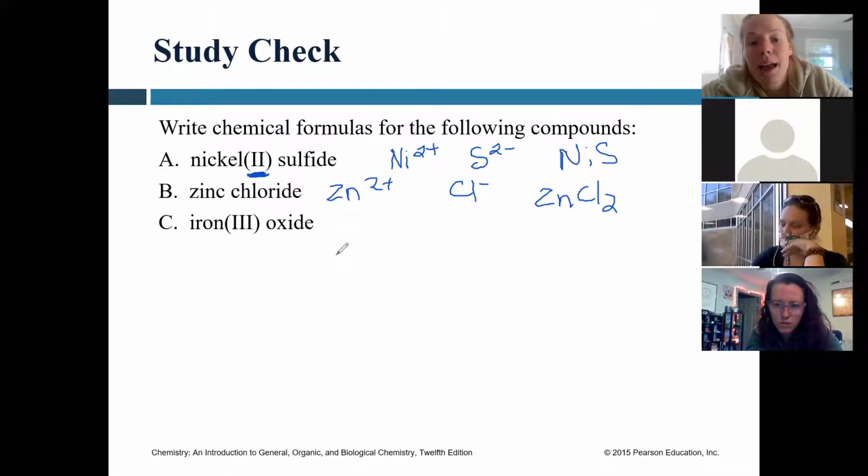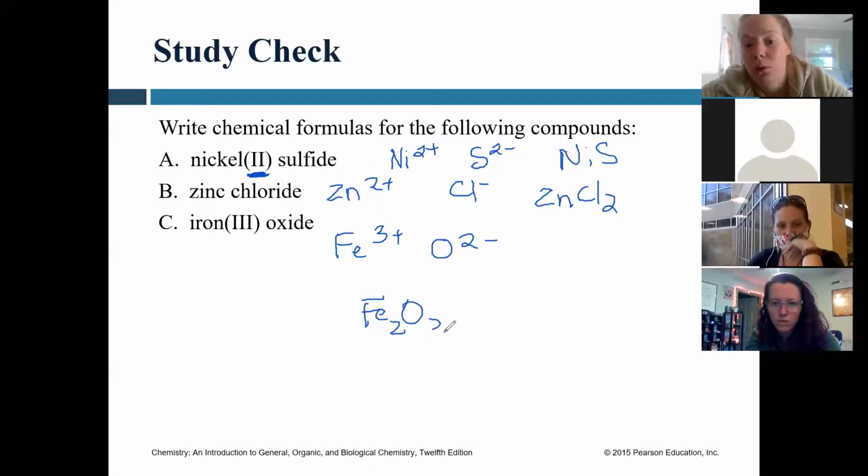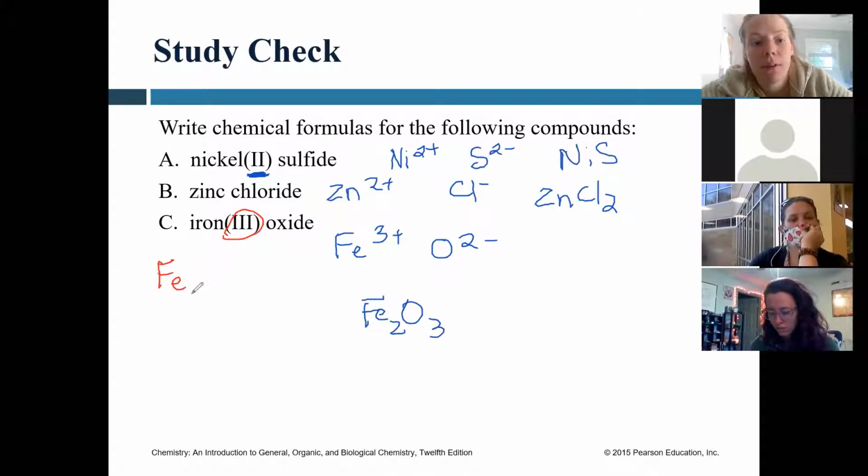Iron 3 oxide, Fe, is a 3 plus. Oxygen, O2 minus, flip-flop, Fe2O3. What I see a lot of times happening, write it in red because it's incorrect, is people will say, oh, iron, and oh, I've got 3 of them, and then oxygen will be 2 or something like that. Okay, so we're done. No, you got to make sure that you're writing out the charge first and then flip-flopping from there.